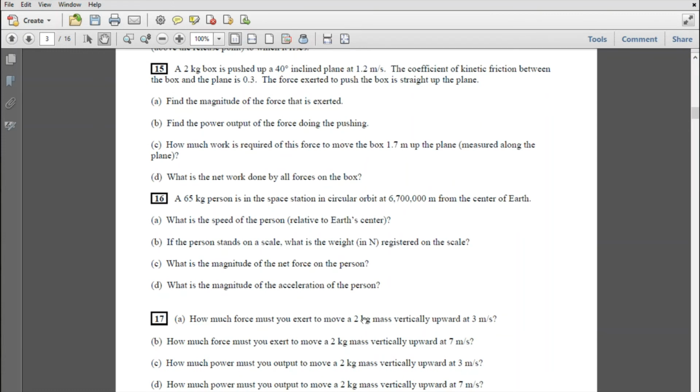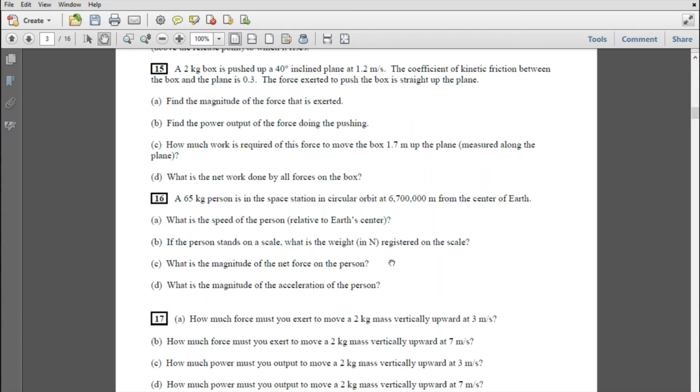16. A 65 kilogram person in the space station in an orbit of a given radius. What is the speed of the person? What's the weight if they stand on a scale? What's the magnitude of the net force on the person? And what's the magnitude of the acceleration of the person? So you don't necessarily have to do these in this order.